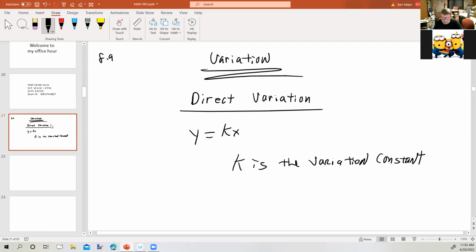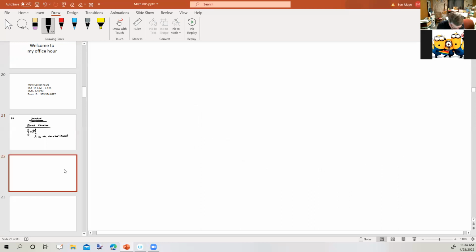So what is going to happen with direct variation? We're going to be given information that will allow us to determine what K is for a particular instance. We will then put that value in place of K and go on to a follow-up question. With direct variation, if X increases, so does Y. If X decreases, so does Y. So X and Y go up and down together. Let's take a look at an example of direct variation.